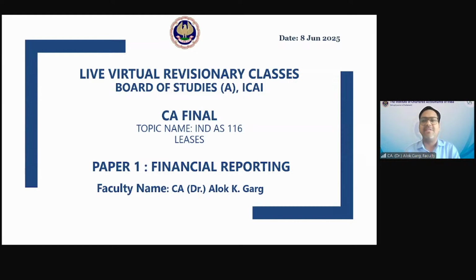Ind AS 116 Leases. Friends, this is the new, latest standard on leases. Prior to this standard, Ind AS 17 was notified, which took care of lease accounting. In India, Indian accounting standards were notified on 16 February 2015. These standards were applicable for Indian companies from financial year 15-16 on a voluntary basis and financial year 16-17 on a mandatory basis. Of course, there was a phase-wise implementation.